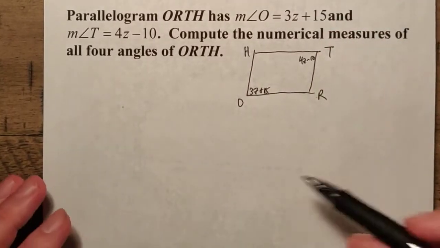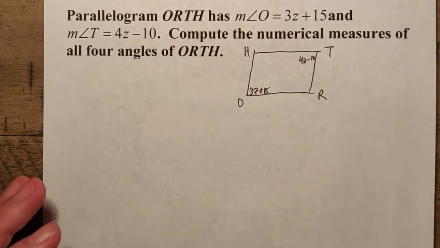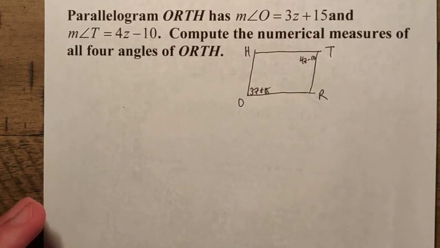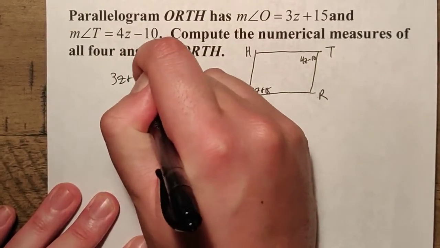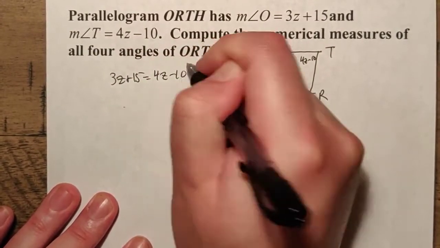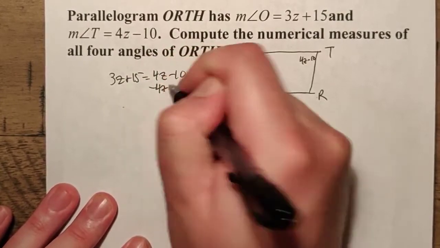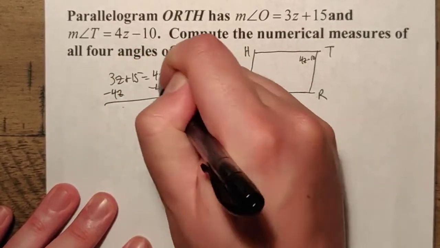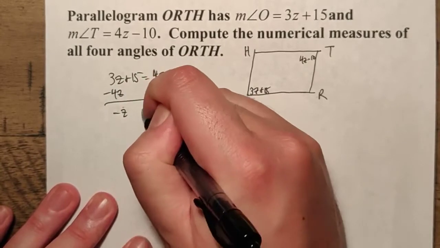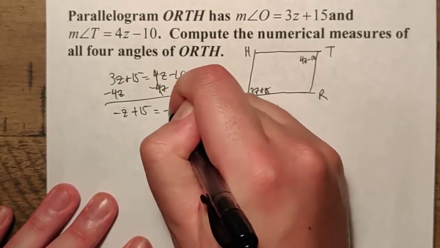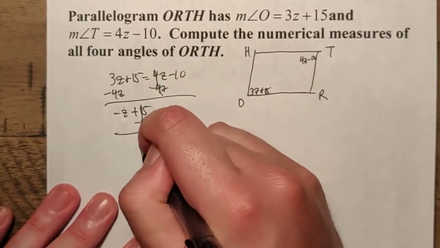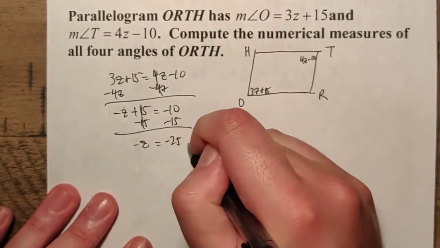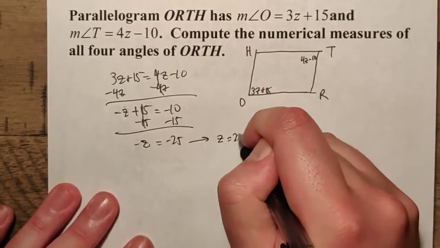So notice that now we see that these are opposite angles. And one of the first things that we remember is that opposite angles of parallelograms are congruent here. So I can say in this case, 3z plus 15 equals 4z minus 10. So it looks like we can subtract 4z from both sides. So let me go ahead and do that. We end up at negative z plus 15 equals negative 10. We can subtract 15 from both sides here. That goes away, and you're left with negative z equals negative 25, which implies that z is 25.